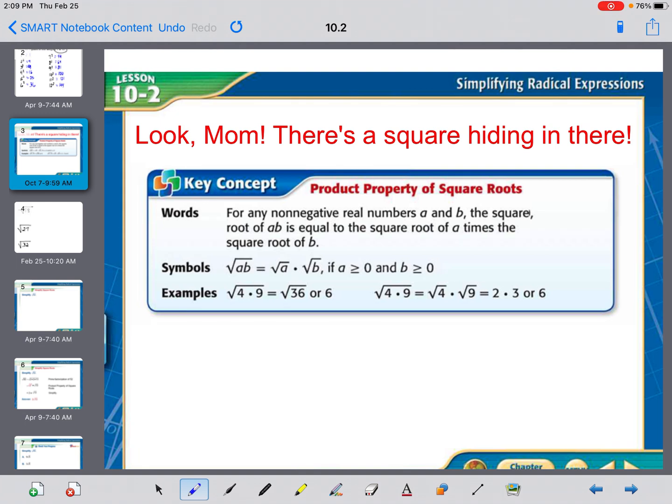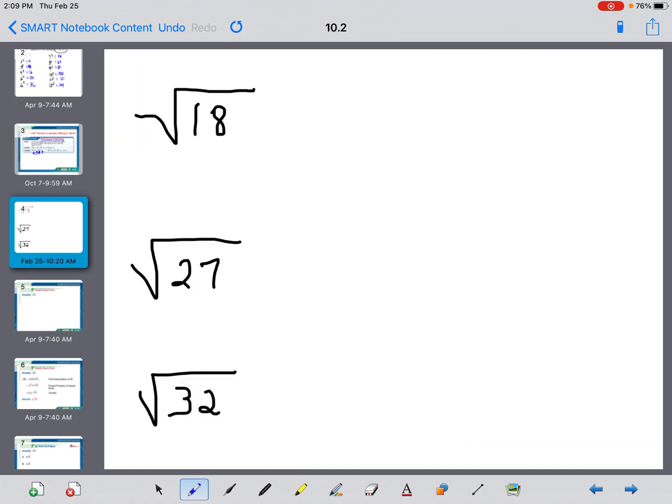So they tell us here that we can break these things down. We mentioned here the product property of square roots. The square root of 36 is 6. That ought to be obvious to us. And so if we can use this to put them together, we can also do that to pull them apart. So let's talk about these problems.